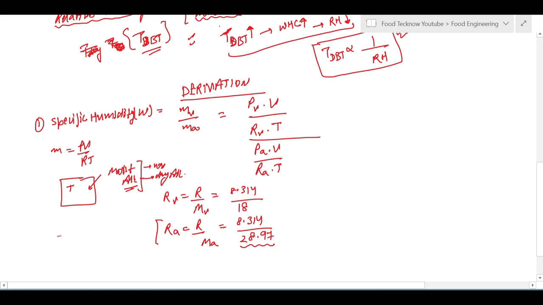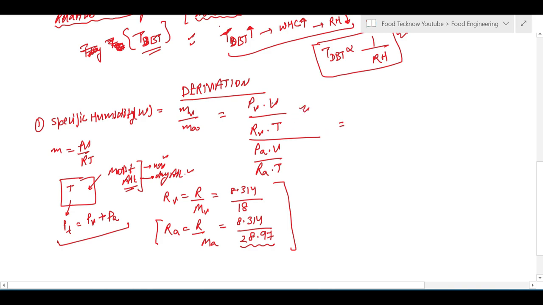And the other formula that I am saying here is, let's suppose PT is the total pressure, which is equal to the partial pressure of the water vapor plus the partial pressure of the dry air. So it is PV plus PA. Okay, so let's put all of these formulas into this formula.